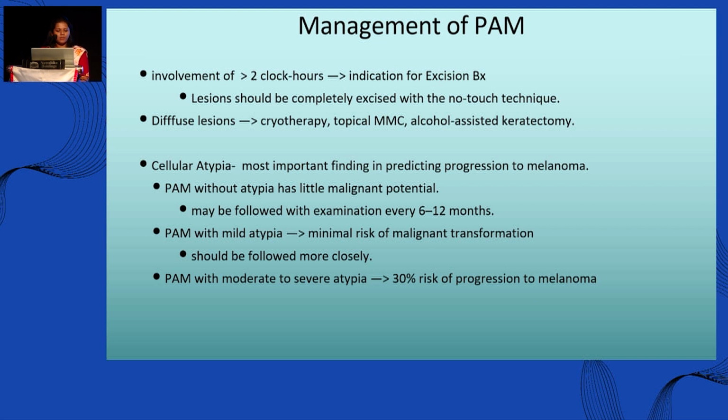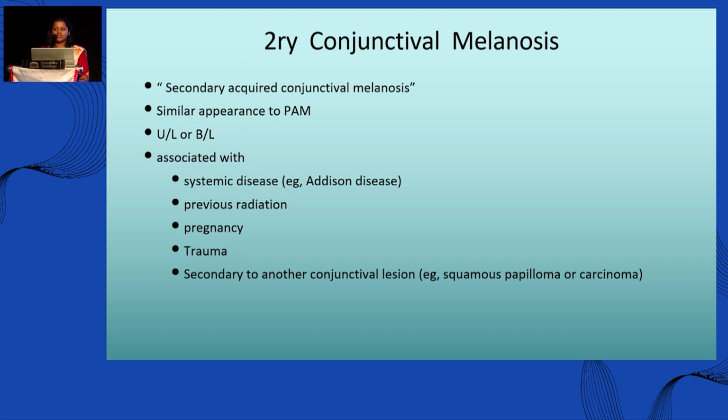And if there is SPAM with moderate to severe atypia, there is a 30% risk of progression to melanoma. So they need very aggressive follow-up. Then a small word about secondary conjunctival melanosis, which is also referred to as secondary acquired conjunctival melanosis, which is different from the primary acquired one. So it's similar in appearance.